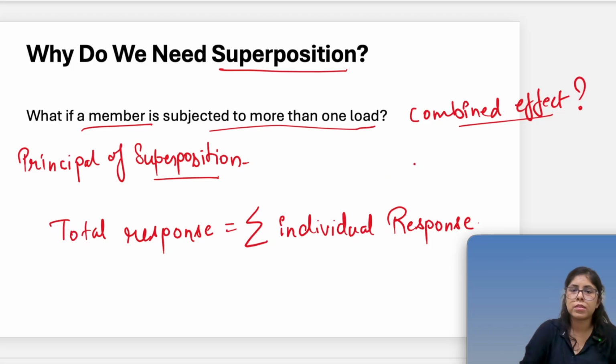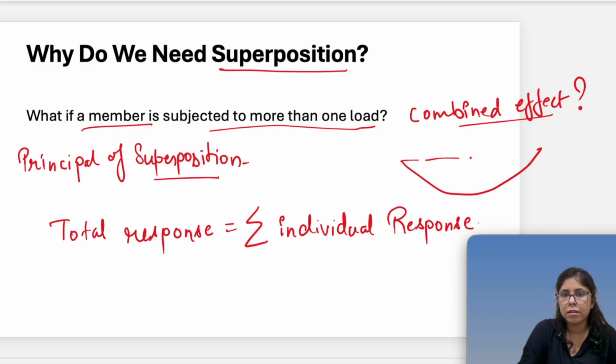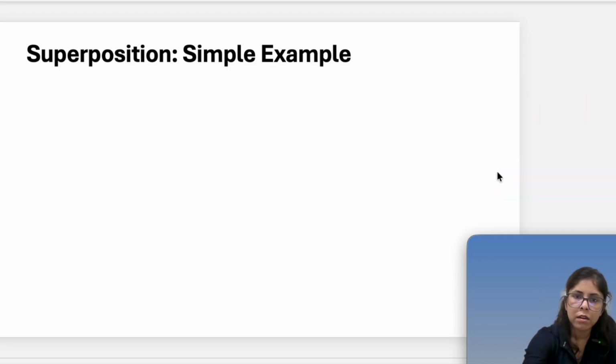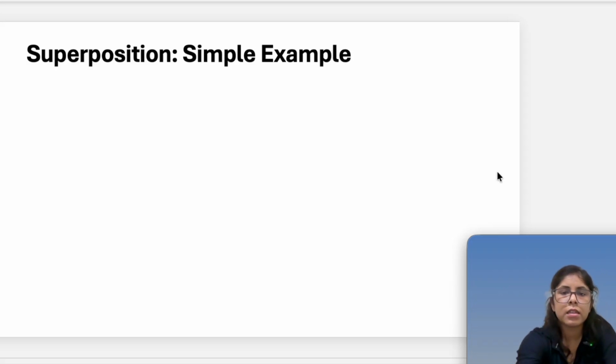So if a body has this initial position, and it has one load here, one load here, the combined effect will be due to both the elongations, so we'll be adding that. So this is nothing but superposition, right? Now next, let's discuss one simple example for superposition.